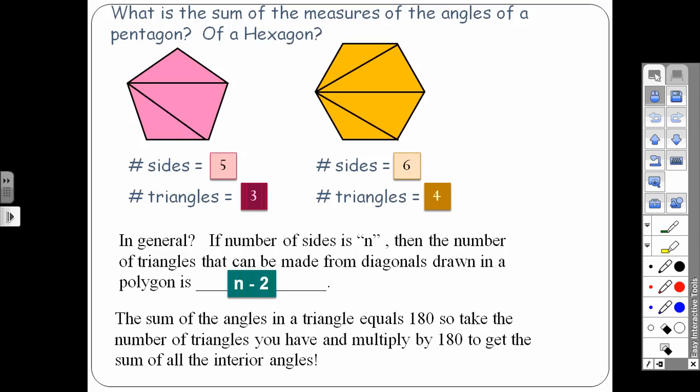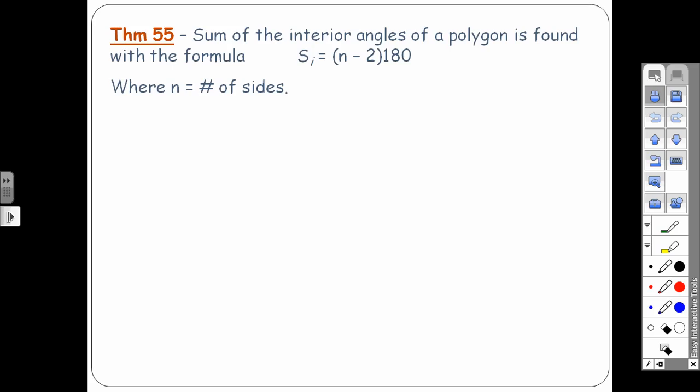Well, the sum of the angles in a triangle, we know, always equals 180 degrees. So over here, if we have 3 triangles, we're going to take 3 and multiply by 180. Over here we had 4 triangles, so we take 180 and multiply by 4. And that would give us the sum of the angles in the hexagon and the pentagon. So in general, what we're doing is we're taking the number of triangles and we're multiplying by 180. So to figure out the number of triangles, it was n minus 2. Okay, so here's our formula to find the sum of the interior angles, that's what the little i stands for, of a polygon is going to be n minus 2 times 180.